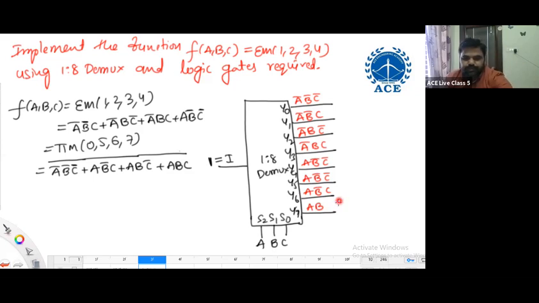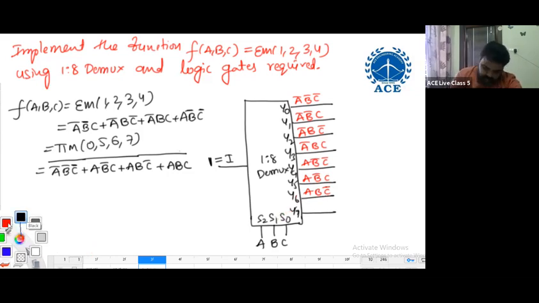Just a minute. A, B, C bar, somewhere it is, all right. Okay, just a minute. A, B bar, C, 5, A, B, C bar, then A, B, C.